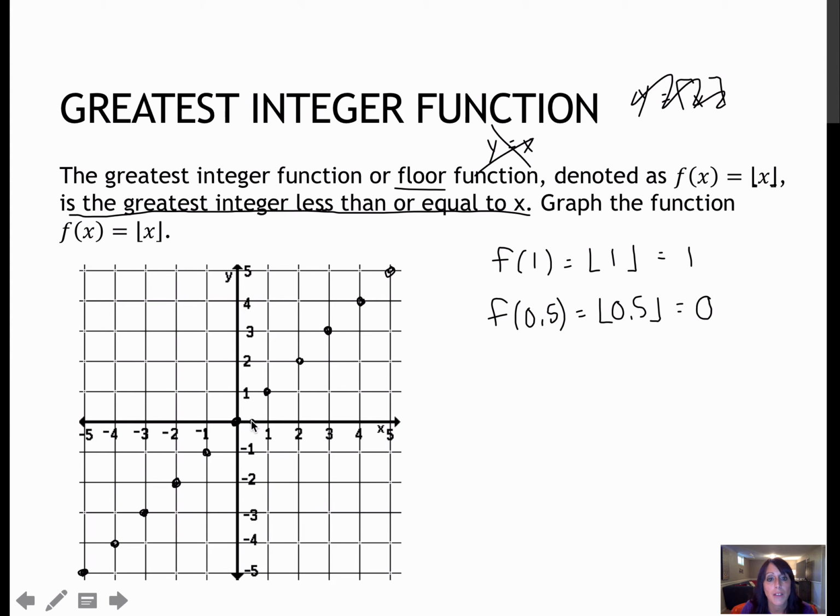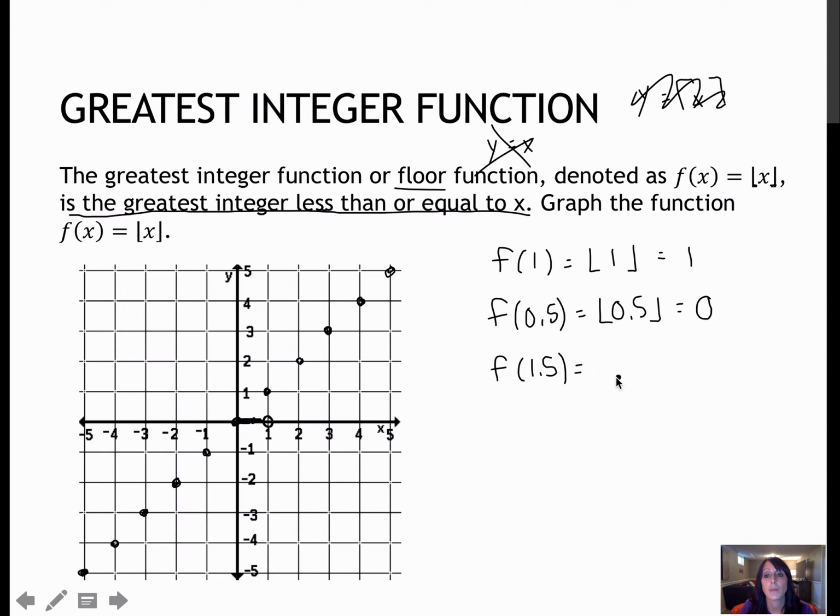So at 0.5, which is around right here, my value is 0. Okay? What about 0.9? Well, that would still be 0. What about 0.1? Well, that would still be 0. So all of these values, all the way up to 1, but not including 1, because once I hit 1, then it steps up.